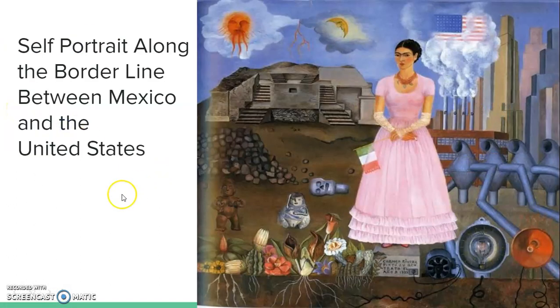Okay, here's another one. This is another Frida. This is another really interesting self-portrait as well. Okay, and this one is called Self-Portrait Along the Borderline Between Mexico and the United States. So this one has a lot of symbolism. Okay, so take a second, same as the last one. Get in there, see what's going on.